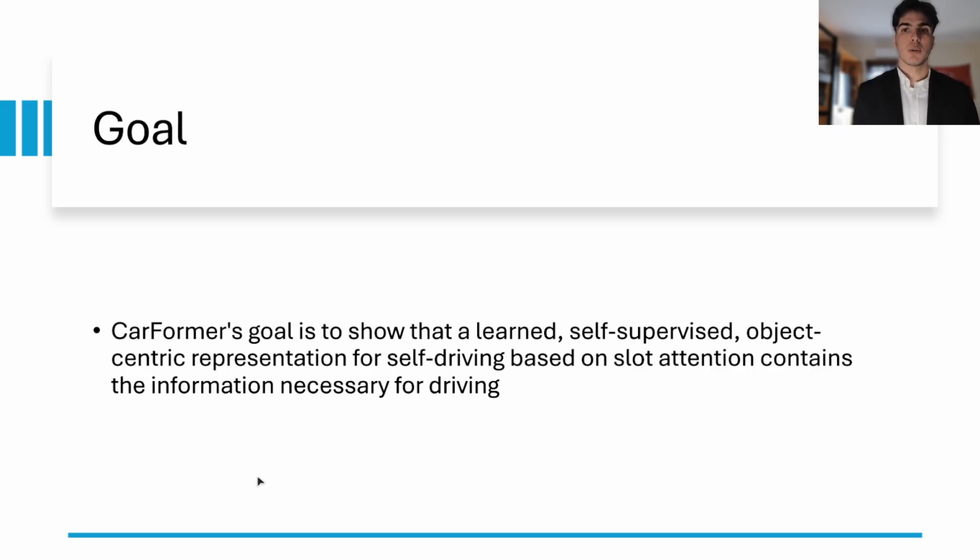The goal of CarFormer is to prove that we don't need these heavy pixel maps or rigid manual attributes. Instead, the authors propose a learned, self-supervised, object-centric representation called slots. The hypothesis is that these slots naturally capture necessary driving information, like speed and heading, without us ever explicitly teaching the model those concepts.